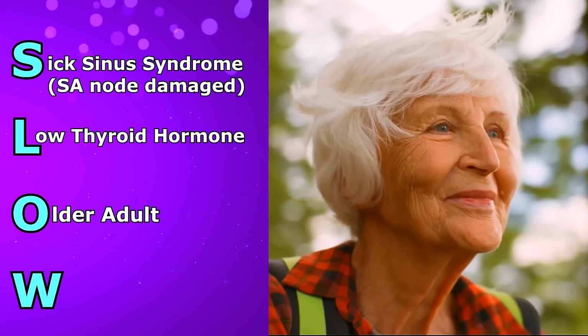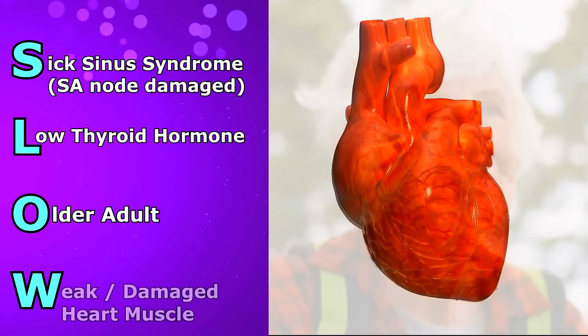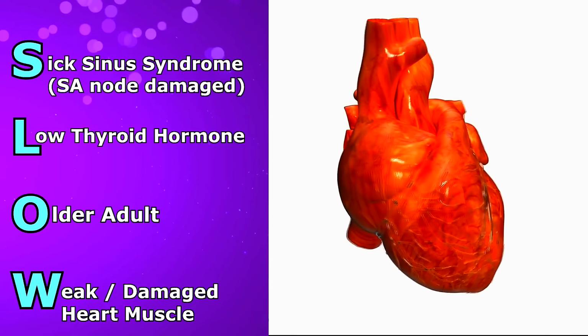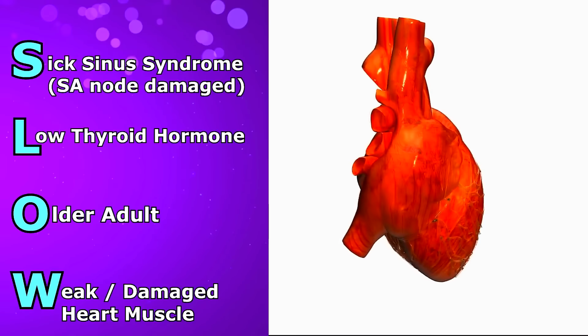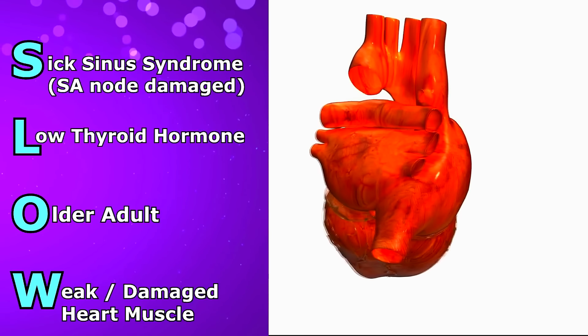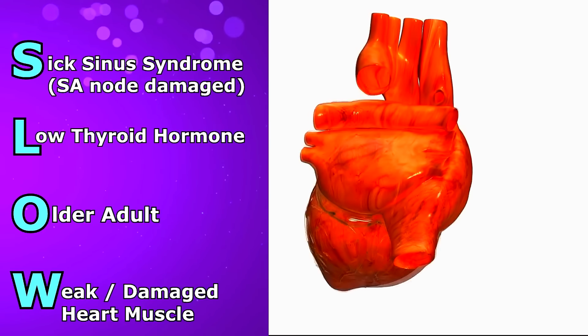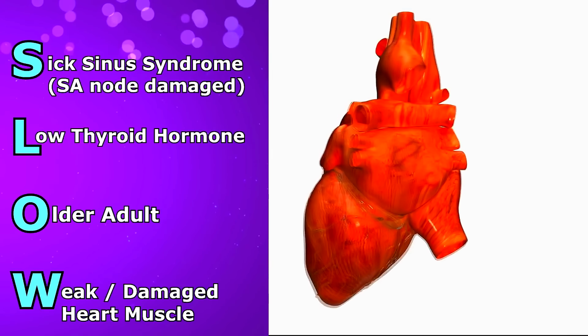So that's why you may find that older adults have a naturally slower heart rate. W is for weak and damaged heart muscles. So if that patient has experienced a myocardial infarction where there's been severe ischemia to that heart tissue, it can damage the SA node because of that decreased blood supply. Also, conditions that inflame or infect the heart, like pericarditis, can damage this area as well.